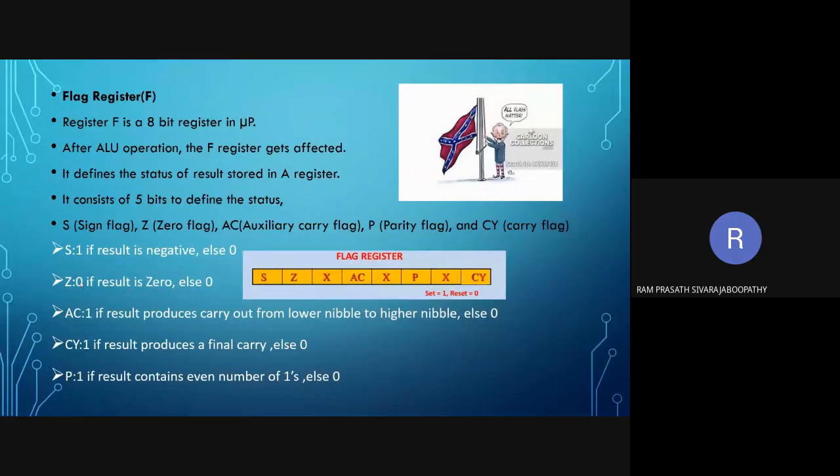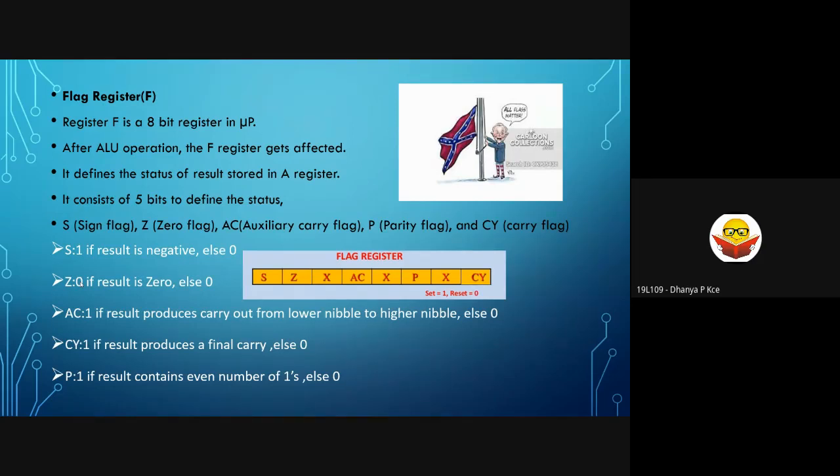Yes, sir. Here we have discussed the sign flag. Depending upon the number present in the most significant bit, we can say whether it is a negative or positive number. If it is a negative number, the sign bit is said to be set. And the second one, I have to correct this on the slide: Z, the zero flag, is said to be set when the result is 0, else it will be reset. And AC, the auxiliary carry flag.